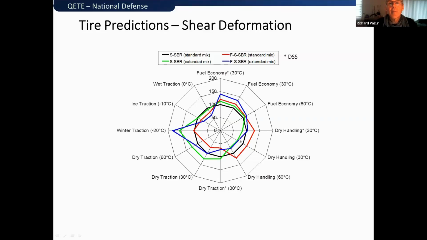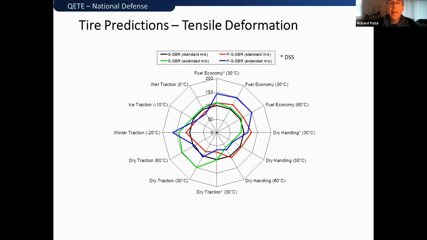Now let's have a look at the tensile data. Tensile data looks similar to what we saw with the shear, what we expect from theory. Again, better rolling resistance for the functionalized SBR compound, better winter traction. Again, it seems to be worse when it comes to the dry handling and dry traction. So again, trade-offs are seen here.